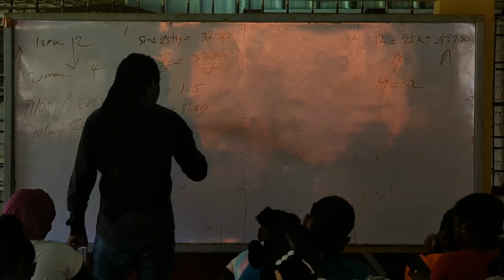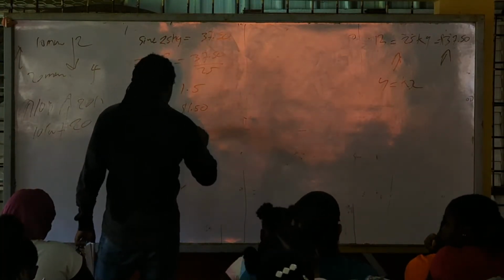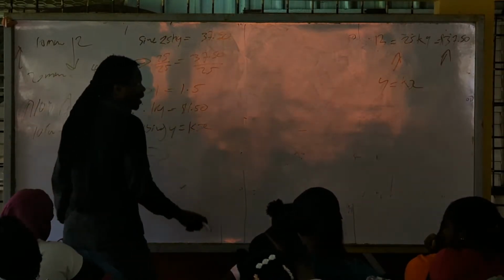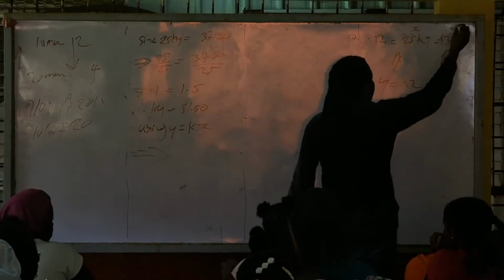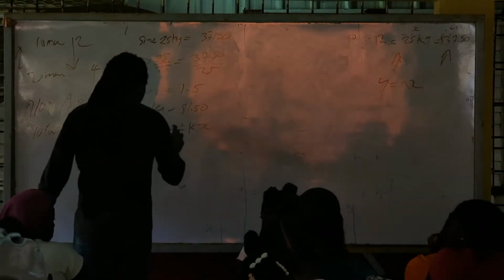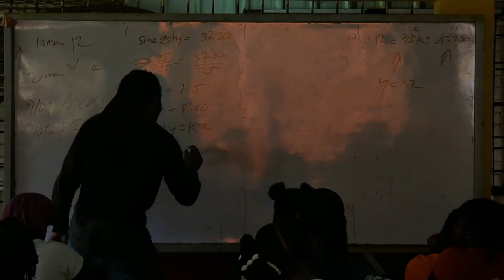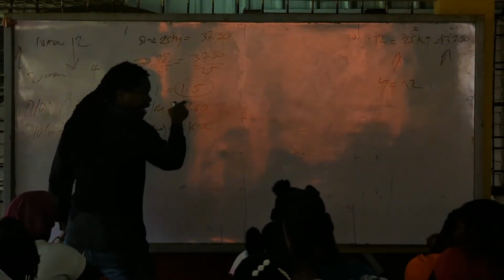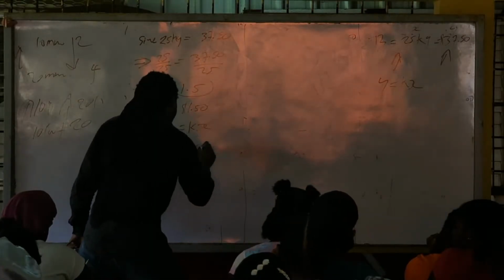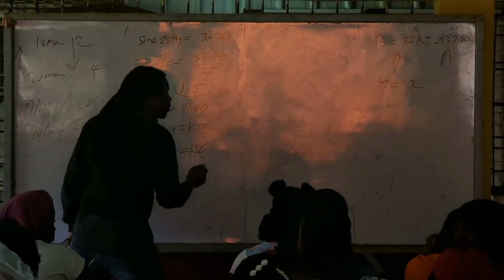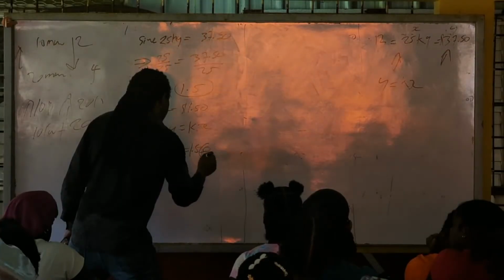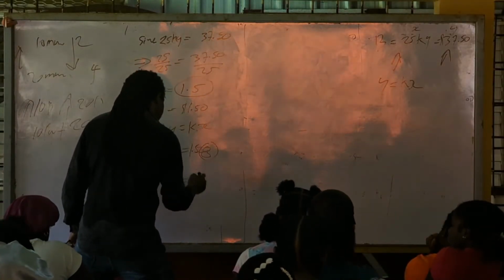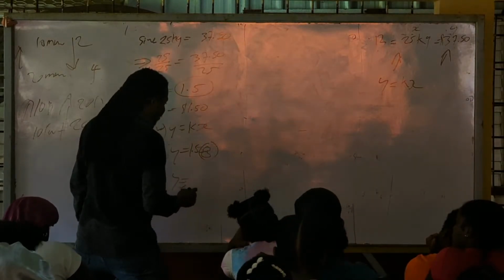Using y equals kx, it implies the kg is the x, and this is the y, because the money is what we are trying to find. This we find is k, $1.50, times 8. It implies that y equals 12.